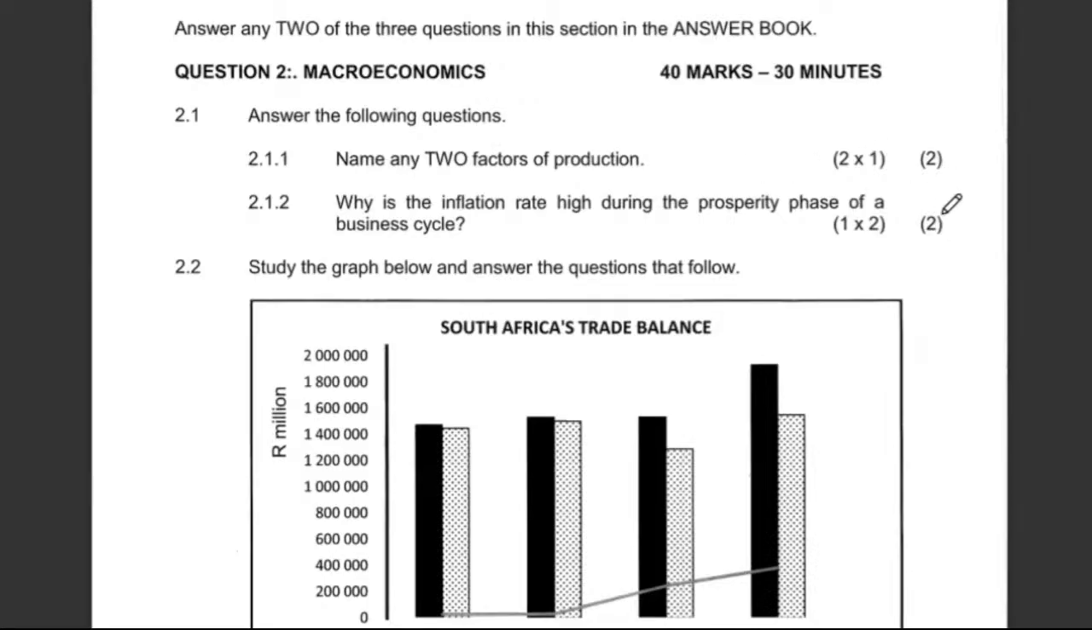Okay, right. So now, if we check our question 2, in particular 2.1, it reads as follows. Name any two vectors of production. If you still remember, grade 12, the vectors of production that we have are land or natural resources. We also have capital. We also have labor. We also have entrepreneurship.